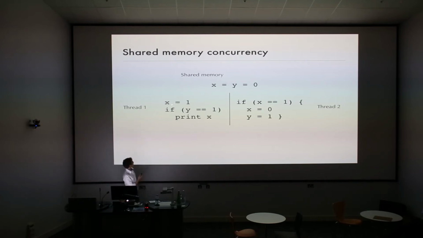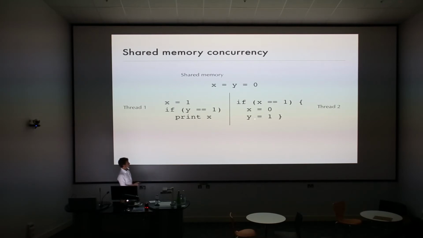You have two threads. One does x equal 1, and it says if y is 1, then print x. And the other thread says if x is 1, then x is 0 and y is 1. Bit of thinking. Can this program print anything? The answer is yes. So to print something, y must be 1.